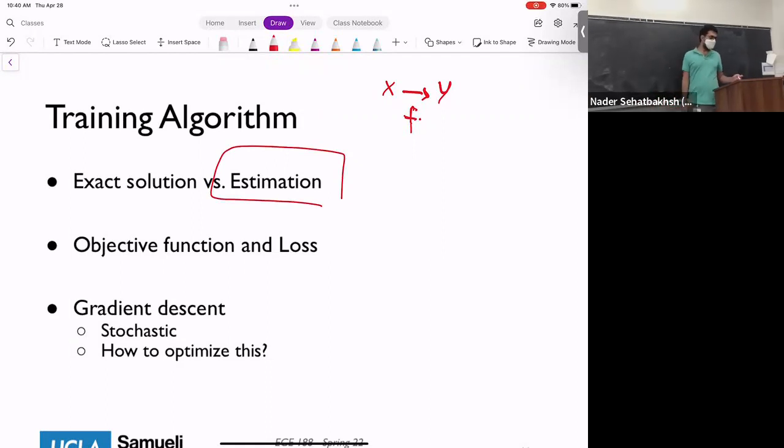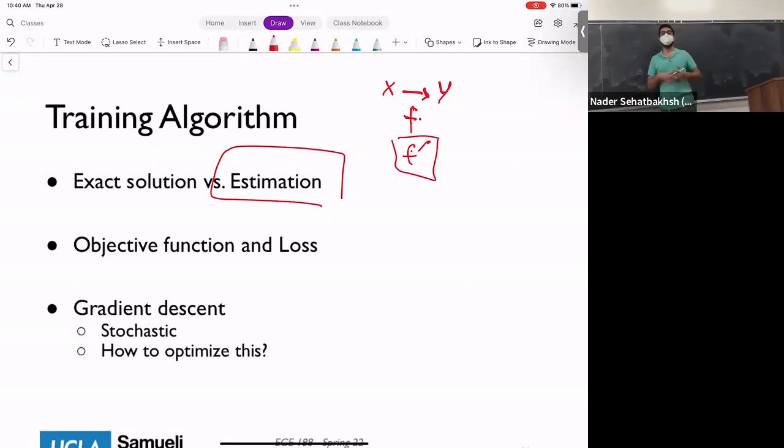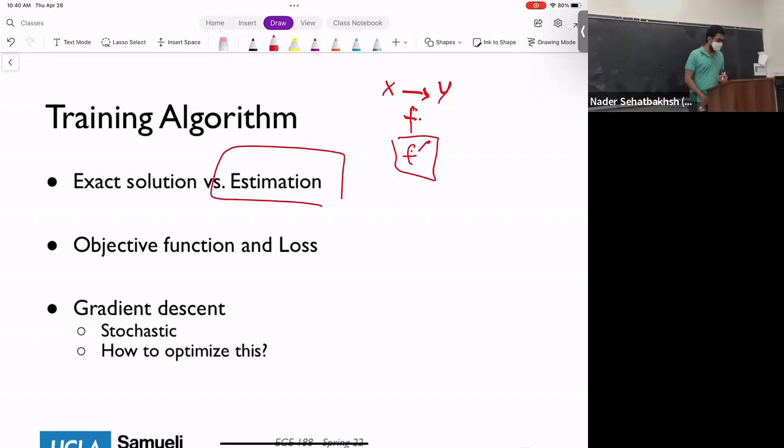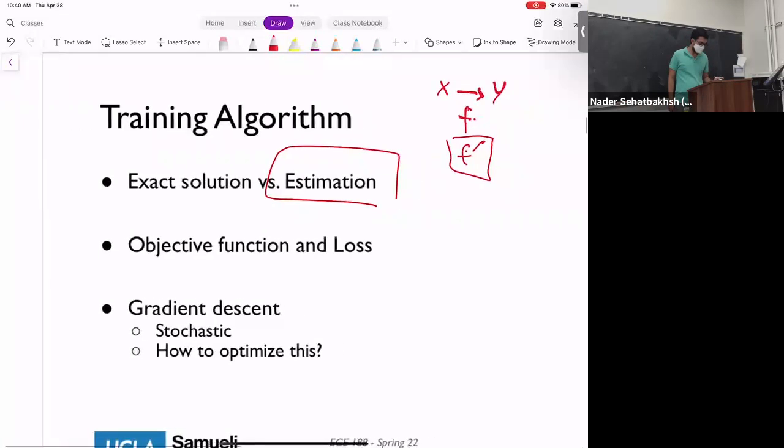Okay. So we think that the actual f is some function that we don't know, but what we can find is this f prime, which hopefully is very close to f, at least in most points. So the training algorithm basically creates some estimation of your system, not exactly finding the exact closed form solution. So we're not solving a system of equations of x and y, because generally we don't know the relationship between x and y. So that's one thing to know.